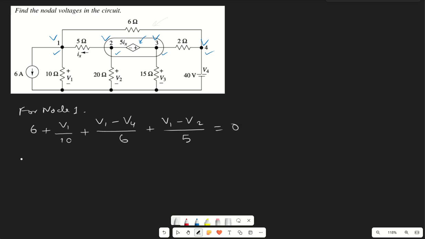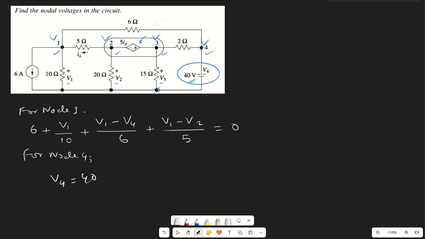Then for the fourth node, for node 4, now here if you see, the value of V4 we can get directly from here, it is 40 volts, right? Because the voltage drop across these 2 points is nothing but 40 volts. So we can directly write down here V4 equals 40 volts. Now here also, as you can see, this is a voltage source which is lying between two nodes, but this is not a supernode.